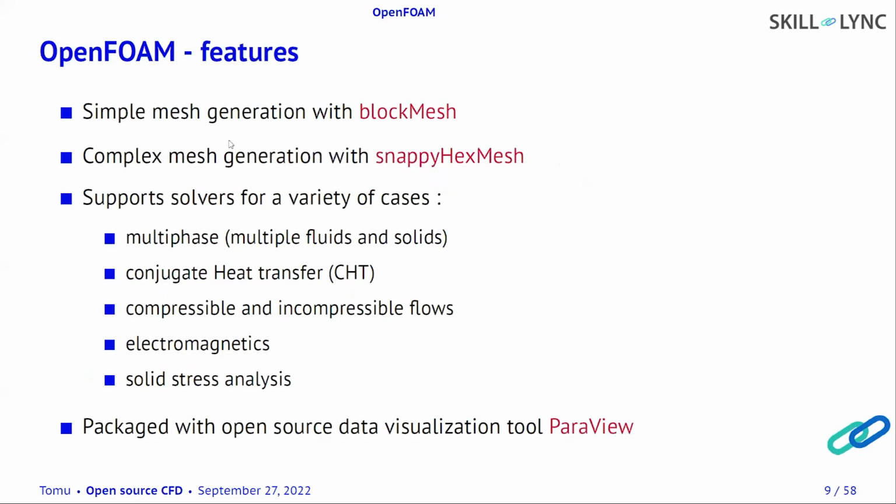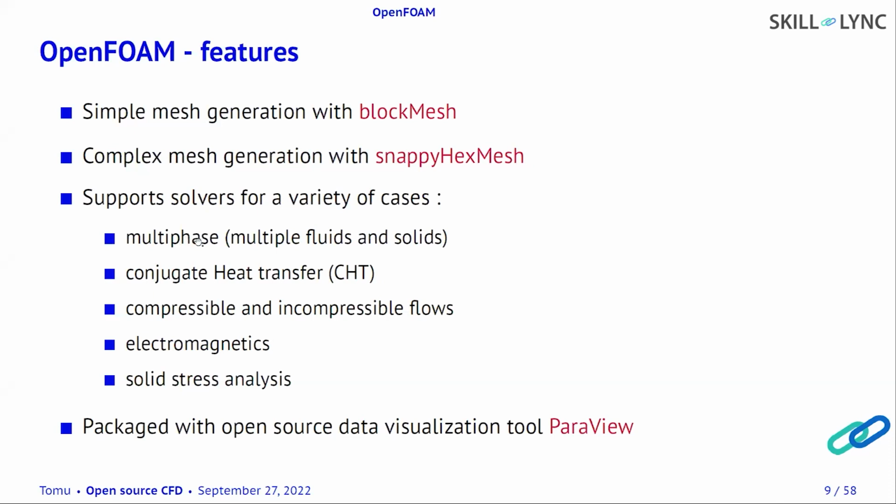Now, some features of OpenFOAM. In the CFD workflow, I had mentioned one of the steps was meshing. Meshing is dividing your geometry into multiple small elements. In the case of OpenFOAM, you get the meshing utilities blockMesh and snappyHexMesh. You can use blockMesh for simple mesh generation, and complex meshes can be generated with snappyHexMesh.